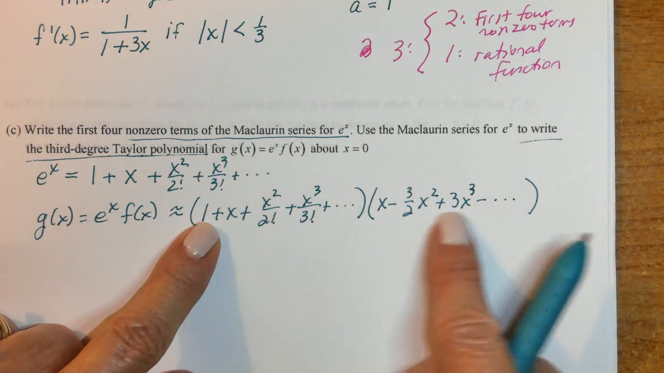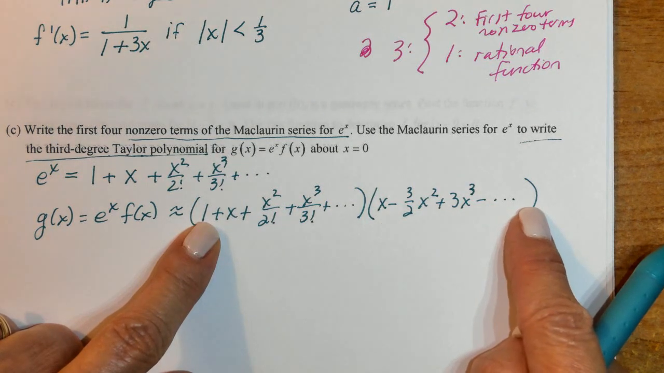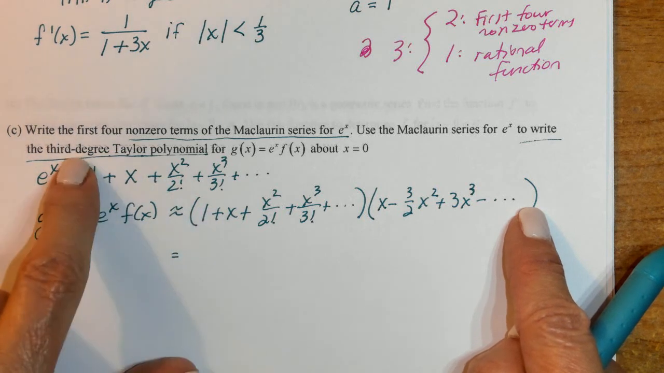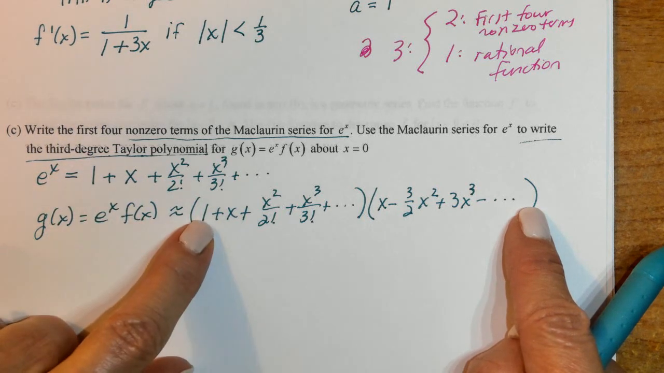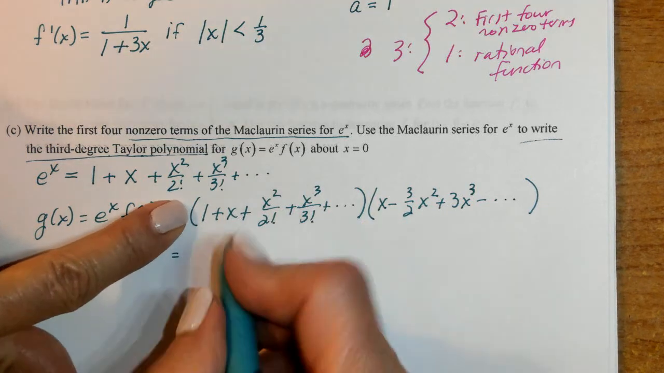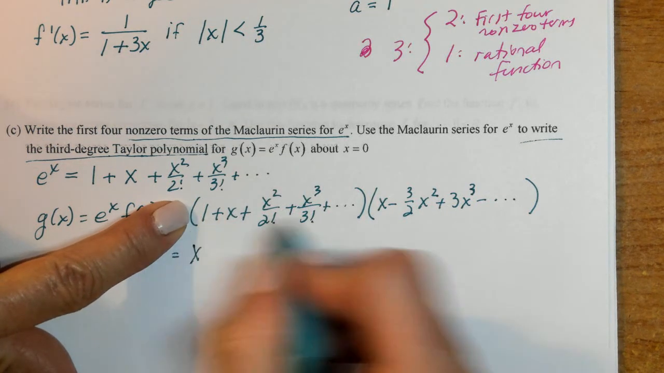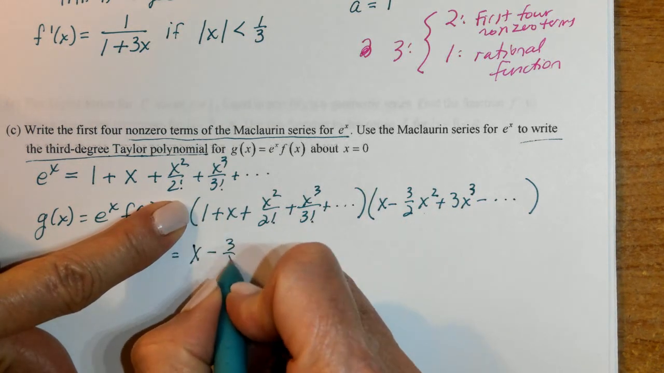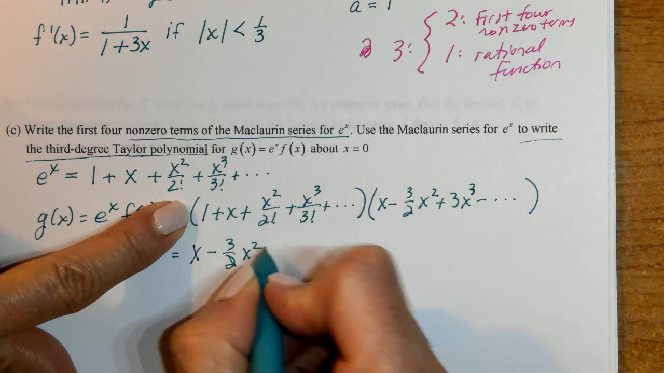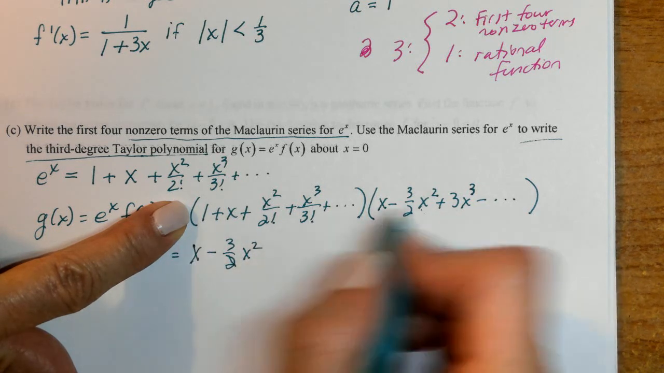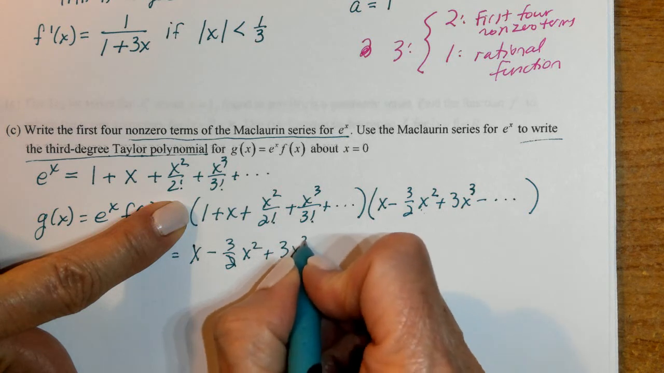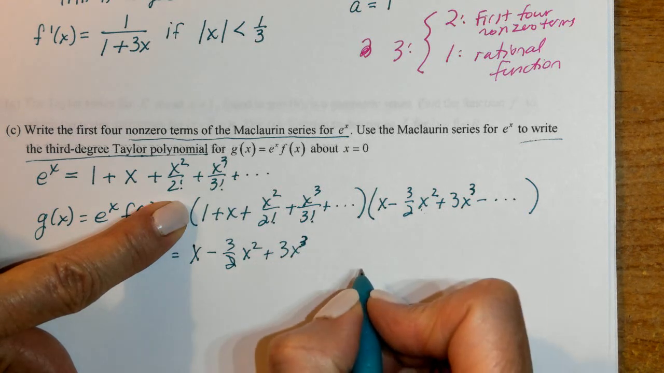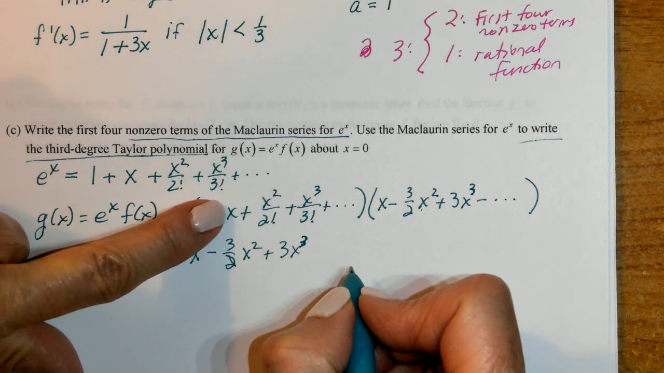I'm going to start with the 1 and I'm going to distribute it. Now, do I need to distribute it throughout the infinite series? No, because I'm going to stop when I get to the third degree term. So 1 times x is x. 1 times negative 3 halves x squared, and then 1 times positive 3x cubed. Right?